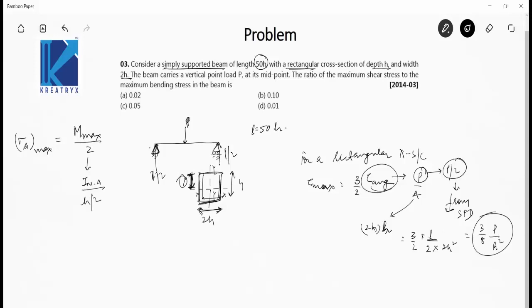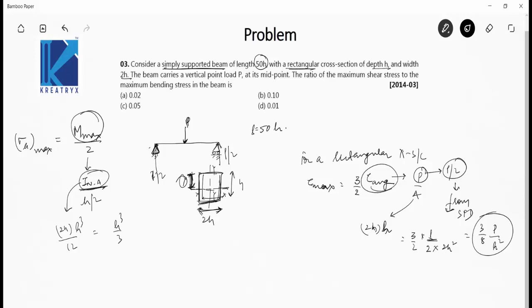Okay, so moment of inertia about the neutral axis, this beam is bending about x-axis. So moment of inertia will be equal to bh cube by 12. Here b is 2h, h cube by 12. Okay, so when you solve this, this will be h cube by 3.